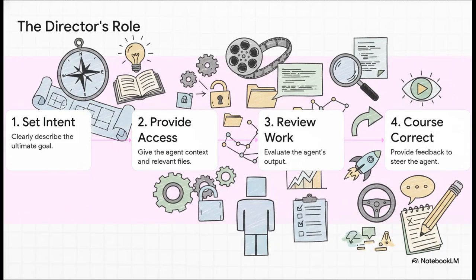So what does a director actually do? Well, it boils down to four main things. First, you set the intent. What's the big picture? Second, you provide access. Give the agent the files and context it needs to do its job. Third, you review the work. Just like a film director watching the dailies, you check in on the progress. And finally, you course correct. You give feedback to steer it in the right direction. It's not about doing the work, it's about guiding the vision.